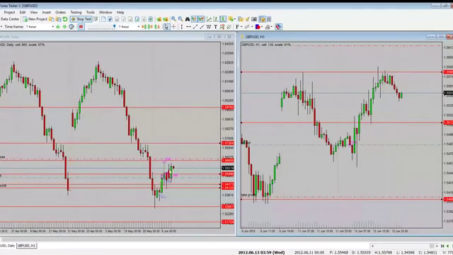So what are your thoughts on what the market direction is based on our daily candle close here?